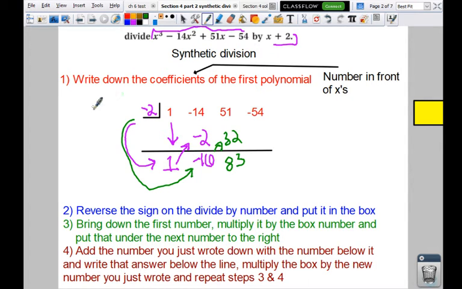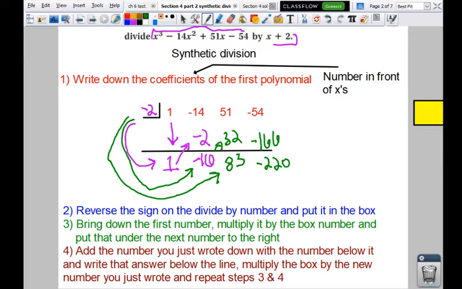And I'm going to repeat what I just did. I'm going to take what I had in the box, and multiply it by what I just dropped down. Negative 2 times 83 is negative 166. And I'm going to write it up here under my next number. And I'm going to add straight down. And let's see, negative 54 plus negative 166 is negative 220.